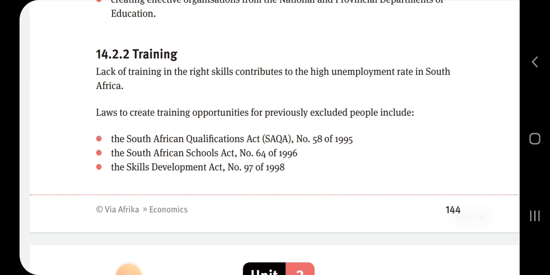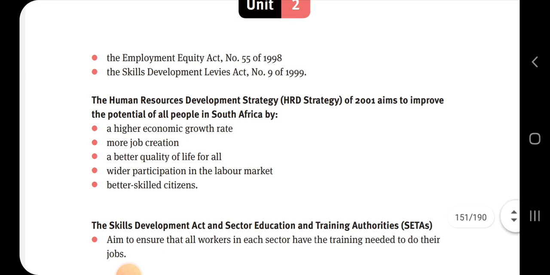They also addressed training. Lack of training in the right skills contributes to high unemployment rates in South Africa. How? These are the laws to create training opportunities for previously excluded people. So we have the South African Qualification Act, SAQA. We have the South African Schools Act. We have the Skills Development Act. So they help train previously disadvantaged people in order for them to have the right skills to participate more effectively in the economy. And then you have the Employment Equity Act and the Skills Development Levies.